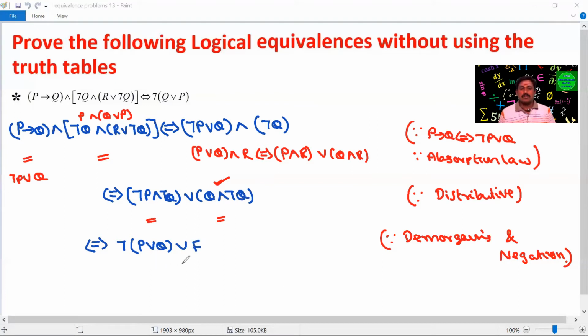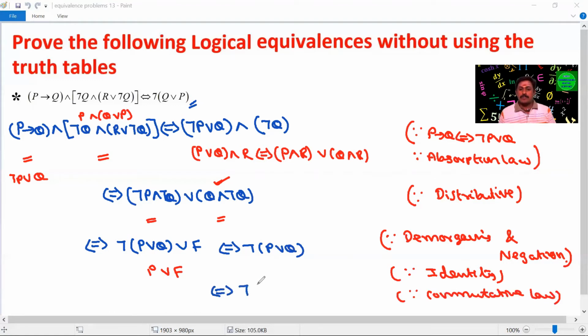So now it looks like a P or F form. So using that identity law, I can write this step as not of P or Q. So if you observe this, the right hand side of our result will not be same. Here we need Q or P. So therefore, we can apply the commutative law. We can write this step as Q or P, hence our required result.